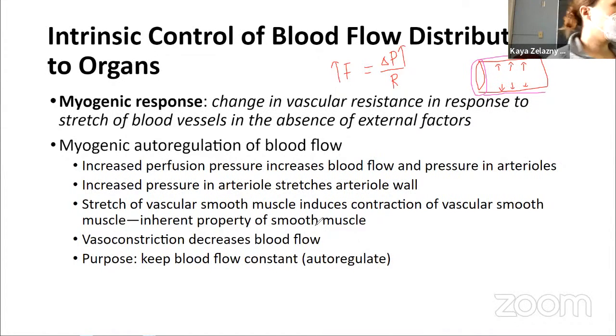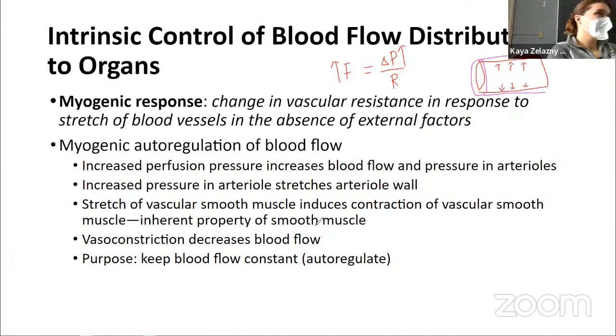Vasoconstriction decreases blood flow. So our previous examples were largely about vasodilation, how we might increase blood flow to an area. Hyperemia, that hyper part means more. Emia is an ending that refers to blood. So we had more blood in the active and the reactive hyperemia. This is a way we can decrease the blood flow.